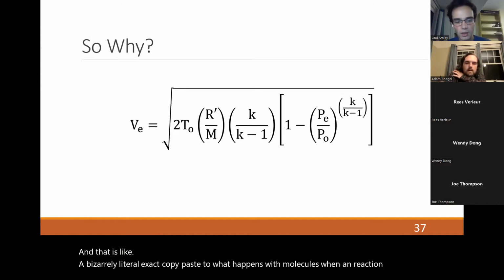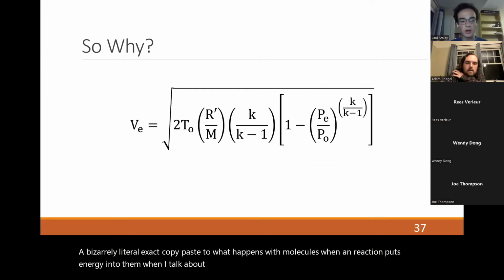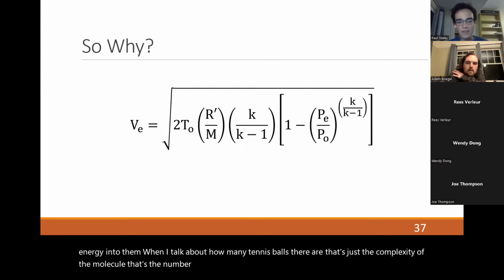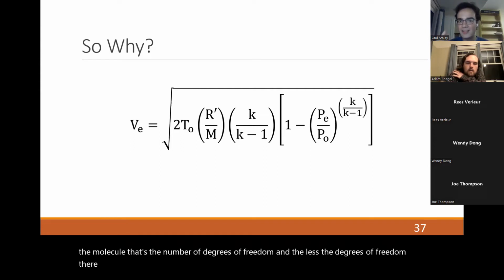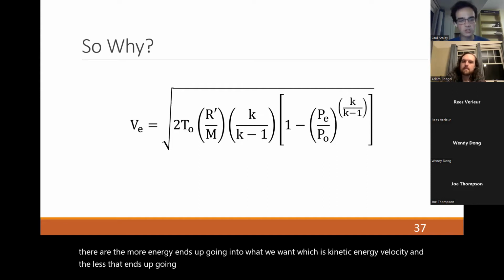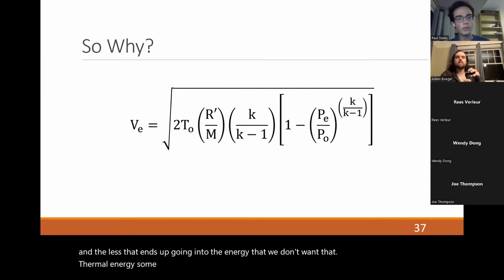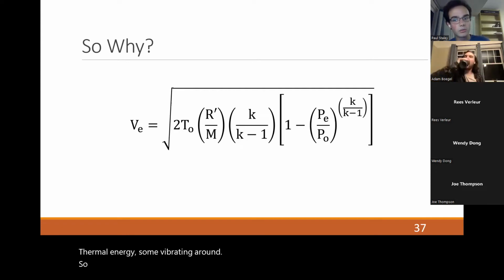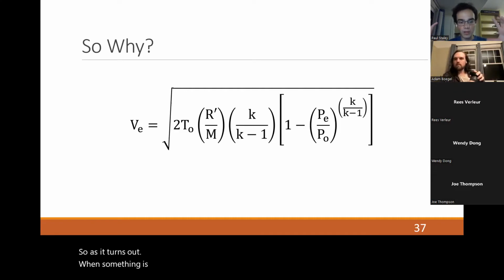When I talk about how many tennis balls there are, that's just the complexity of the molecule. That's the number of degrees of freedom. And the fewer degrees of freedom there are, the more energy ends up going into what we want, which is kinetic energy, velocity, and the less that ends up going into the energy that we don't want, that's thermal energy, them vibrating around.